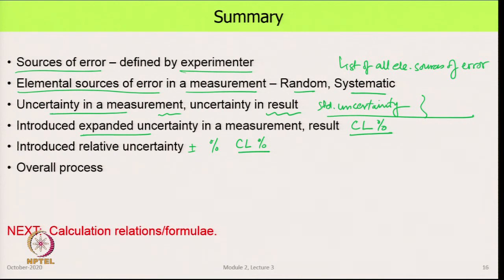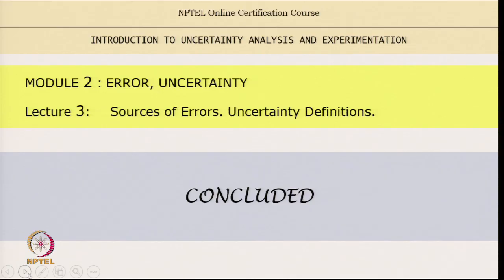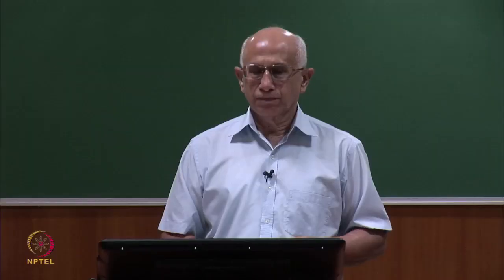Our next step is to look at relations or formulae for calculating elemental uncertainties, and then from there how I get the uncertainty in a measurement first, and then in a result. So, this is weeks 6 and 7, this is weeks 4 and 5, and before we come to that, in the next module we will look at this whole idea of what experimentation is. So, on that note we conclude this lecture. Thank you.